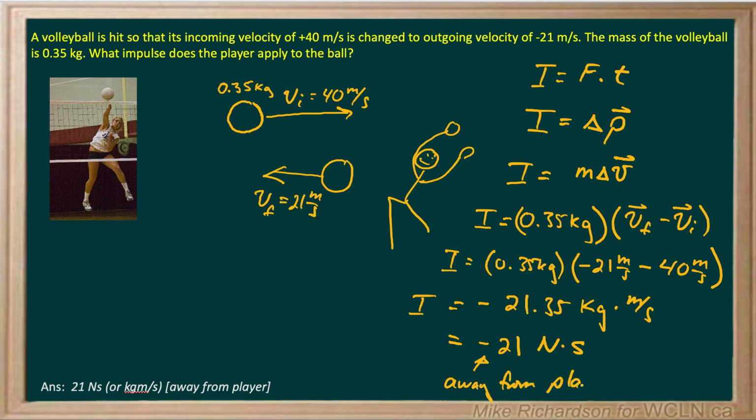Now that's the impulse applied to the ball, which makes sense. If the impulse is a result of a force, it makes sense that the impulse has to act to the left to change that ball's direction. So there's your impulse acting on the ball. And just as an interesting note, the player would also receive an impulse on their hand, and it would be equal and opposite, according to Newton's third law, something to keep in mind. So the impulse acting on the player would be the same value, just in the opposite direction, Newton's third law.